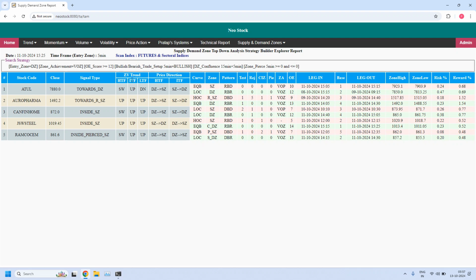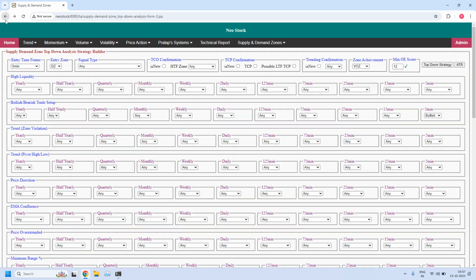And the 15 minutes ITF, they are in an uptrend. If any of these stocks are having daily EMA confluence, it is even more high probability. Already these 5 are high probability. If EMA confluence is there, that is even more powerful.